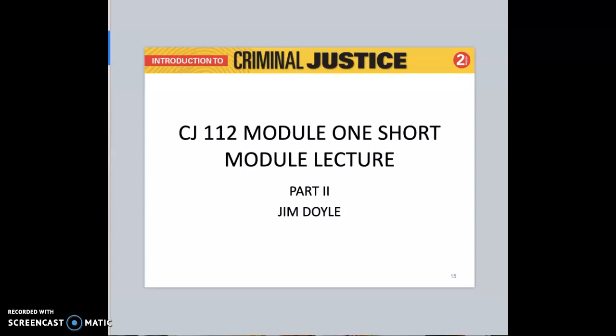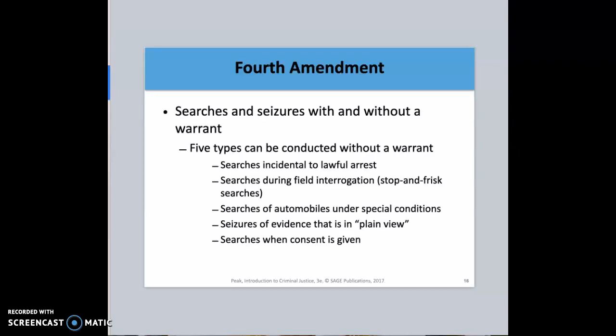All right, guys, welcome to part two. We're still going to be talking about search and seizure, or the Fourth Amendment. There's a lot of case law on the Fourth Amendment, on the ability of police to search property, people, and so forth, so it does get a lot of attention in textbooks. So let's finish talking about the Fourth Amendment.